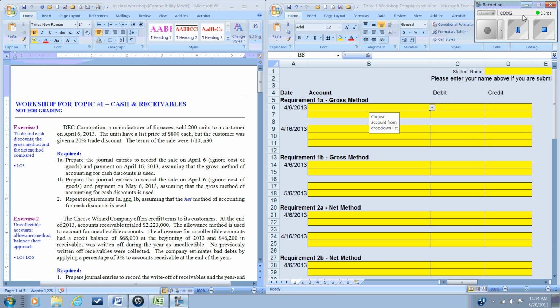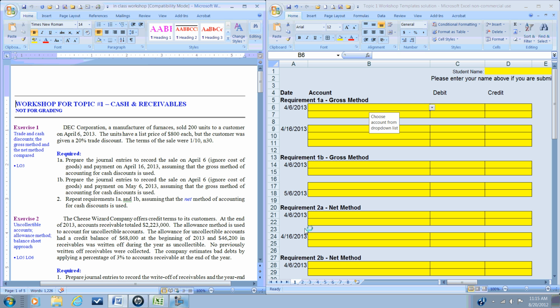In this video, we're going to be looking at the two methods that are applied when the seller offers the buyer a cash discount. The two methods are the gross method and the net method. We're going to be looking at each method under two scenarios. In the first scenario, the customer pays within the discount period, and in the other, the buyer makes the payment outside of the discount period.